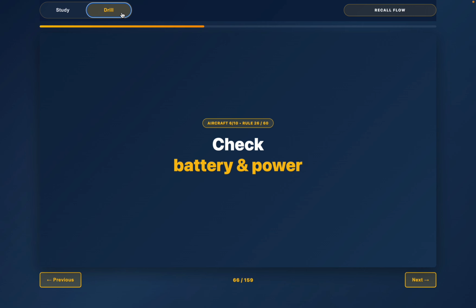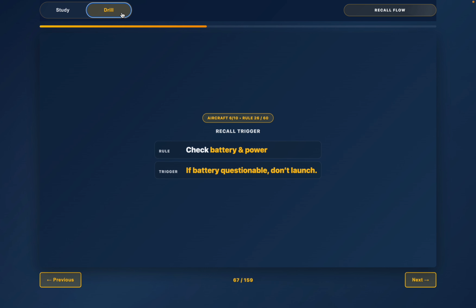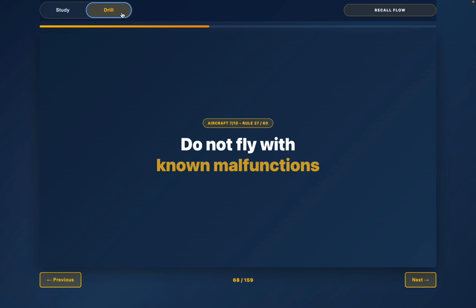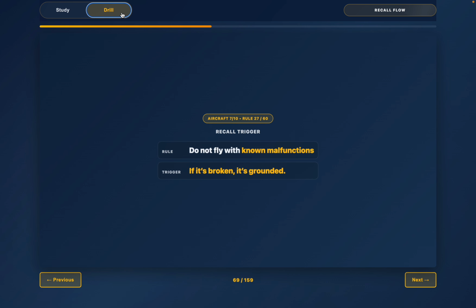Rule 26. Power loss is one of the most common causes of incidents. The FAA expects you to identify weak batteries before they become emergencies. To be honest, we can chalk this up to bettering yourself. Keep that drone for more trips. Trigger phrase: if battery questionable, don't launch. Rule 27. Known malfunctions override everything else. No mission justifies an unsafe aircraft. If you see something on your aircraft or know of something that's broken, why try to fly? Trigger phrase: if it's broken, it's grounded.